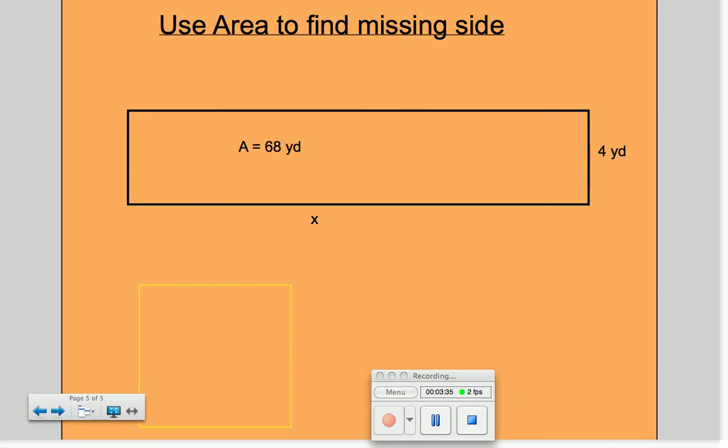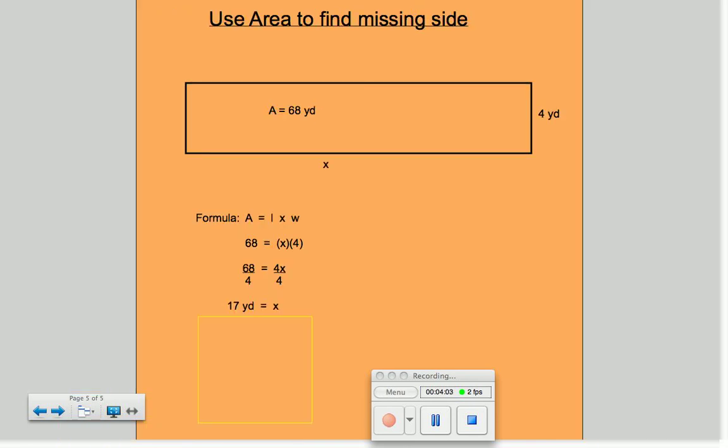Let's try a couple more examples like that. This top example, we can see that we know the area is 68 square yards. We know the width is 4 yards. We're going to use our area formula to find that missing length. So again, we always start with the formula, and then we plug in what we know. We multiply. And then, of course, to isolate x, that missing side length, we need to divide by 4. And when we do that, we find out that the missing side length is 17 yards.